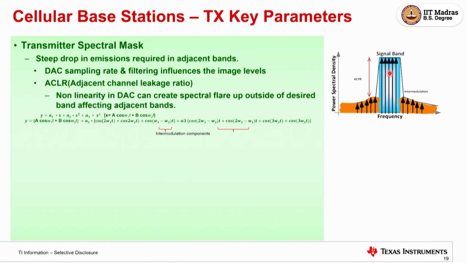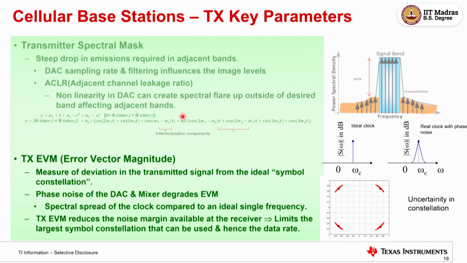So what is it doing? The non-linearity is actually spreading this information into your nearby bands. This is not decided, so you have to meet a particular level. So there is a spec on what the non-linearity has to be. That is one key aspect, or an impairment, in a transmitter signal chain.